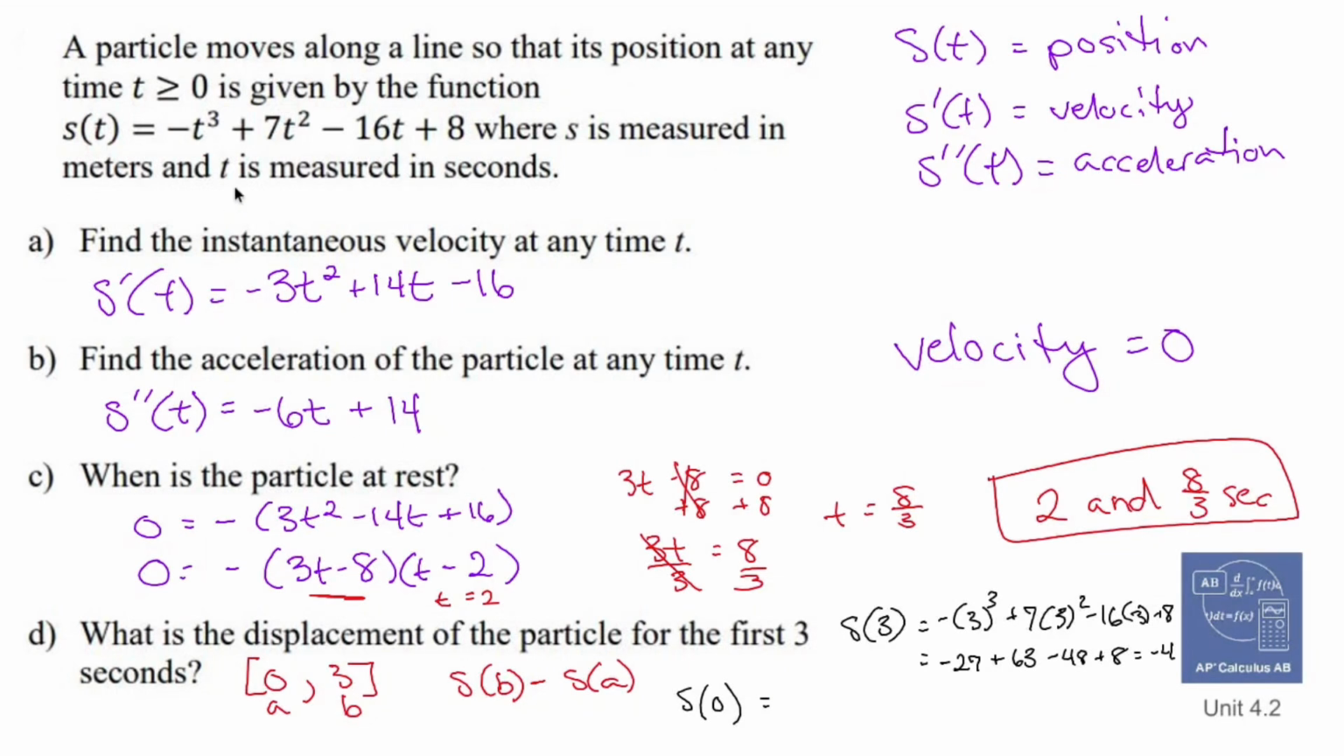S of 0 is going to be much friendlier. S of 0 is going to be 0 plus 0 plus 0 plus 8, which is 8. So I start 8 feet in the air, whatever that means. I end 4 feet underground, which means my total displacement, from where I started at the beginning to where I am now, is going to be a distance of 12 meters traveled. So yeah, lots going on here, but we did it. I had fun doing it too. I hope you did.